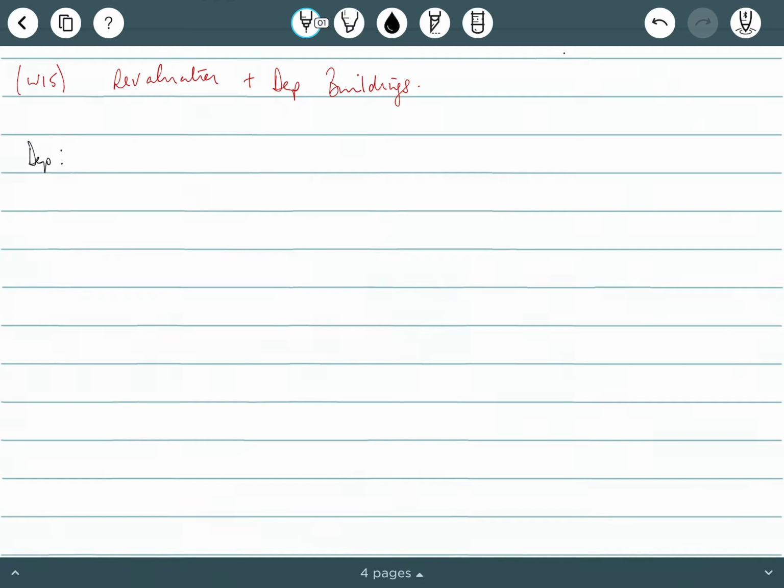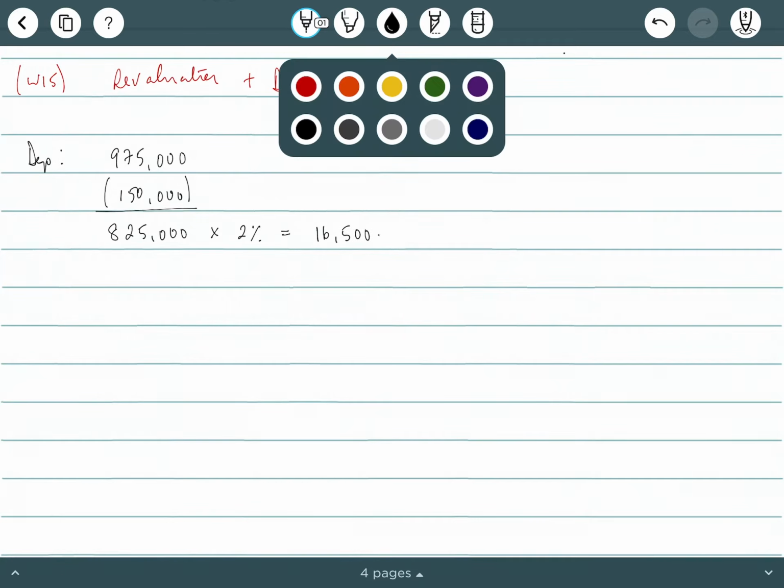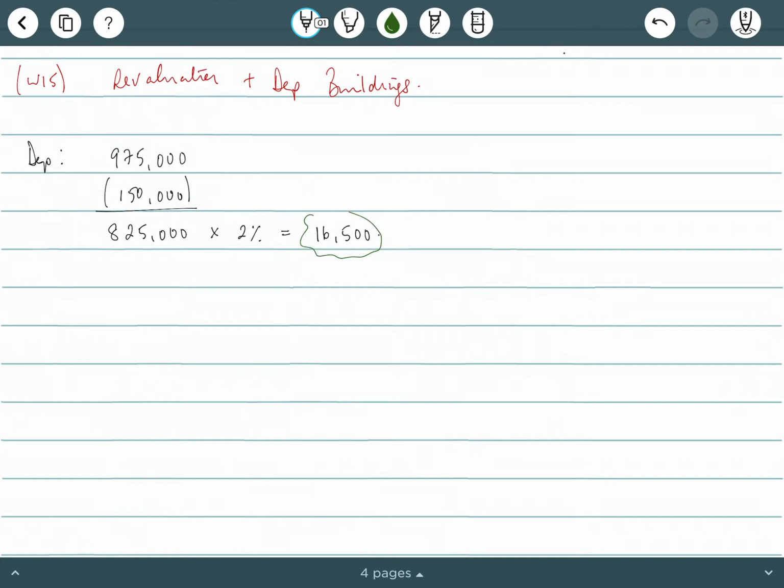Now remember, it's on the 975,000. Okay, let's subtract the land worth, which is 150,000, and you get 825,000. Okay, multiply that by 2% and you get 16,500. So that's your depreciation on buildings, and as we know, that's an admin expense in your P&L. And it'll also go into your fixed assets in your balance sheet. Okay, that's all that was to that.